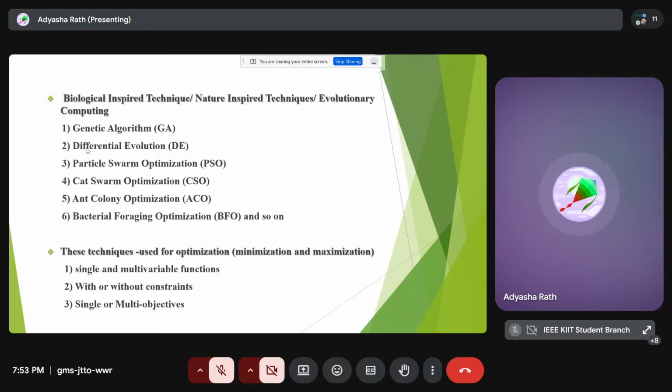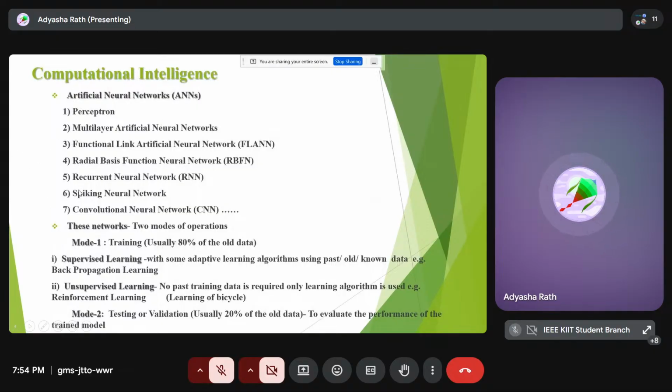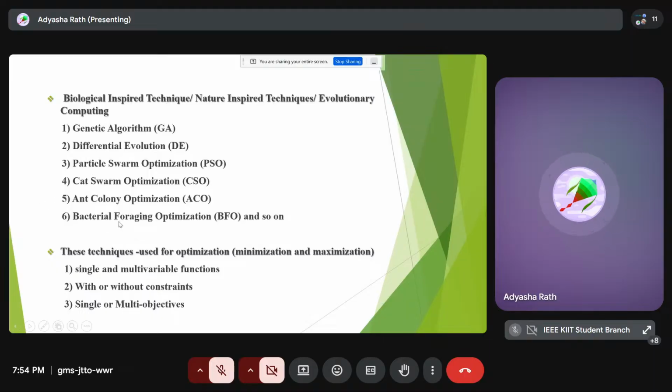And next are biologically inspired techniques, or nature-inspired techniques, or evolutionary computing, like genetic algorithm, differential evolution, particle swarm optimization, cat swarm optimization, ant colony optimization, and bacterial foraging optimization. These techniques are basically derivative-free learning. Previously we discussed the perceptron, multi-layer artificial neural network; these are completely derivative based. We have derivatives there. But for this optimization, we do not use any derivatives. So this is called derivative-free learning. Here in these techniques we use minimization and maximization. These algorithms come from nature: fish algorithm, blue whale optimization algorithm, penguin algorithm, cockroach algorithm. Every algorithm is coming up because of nature. From nature, we study its character and we do it.